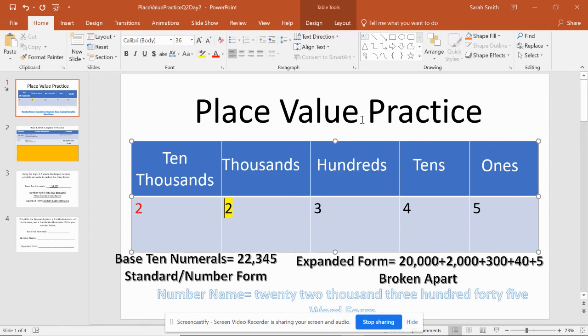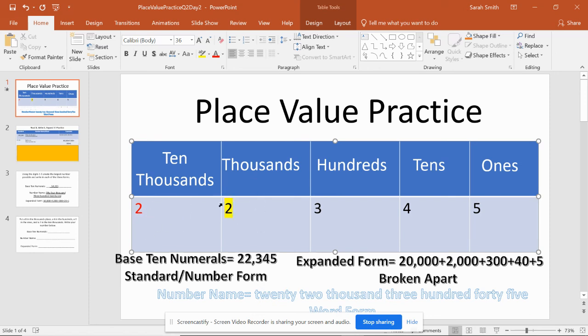But right now, all we're thinking about is how many times bigger each spot is getting when we jump from one to the other. So 1 times 10 is 10. 10 times 10 is 100. 100 times 10 is 1,000. 1,000 times 10 is 10,000. So I know that the 2 in the 10,000 spot is definitely 10 times greater than the 2 in the 1,000 spot. Because I know that 20,000 is 10 times more than 2,000. If I were to take 2,000 and times it by 10, I would get 20,000.